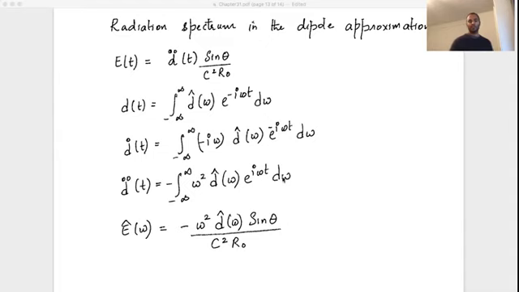So yeah, we can basically write E of omega now. So instead of just having d hat of omega, we now have omega squared, because we were taking the Fourier transform of d double dot. And so that's where this omega squared comes from. And so this is the Fourier transform, or the spectral representation, of the electric field.